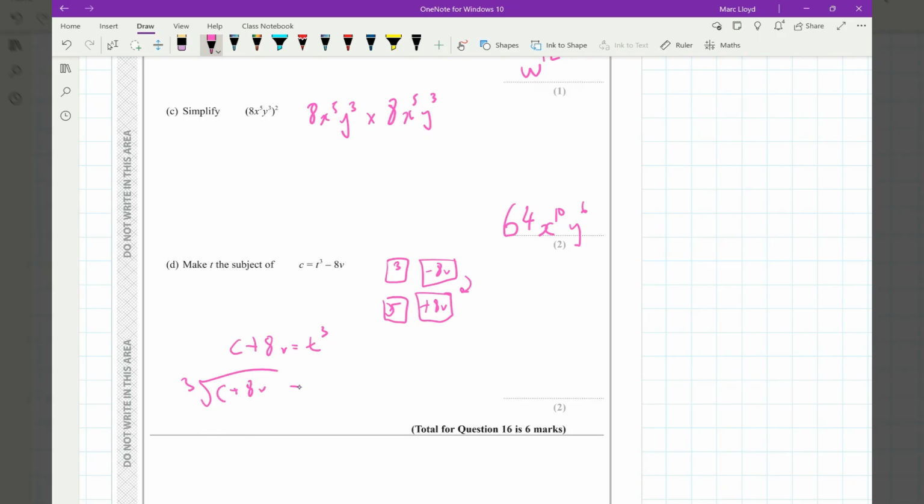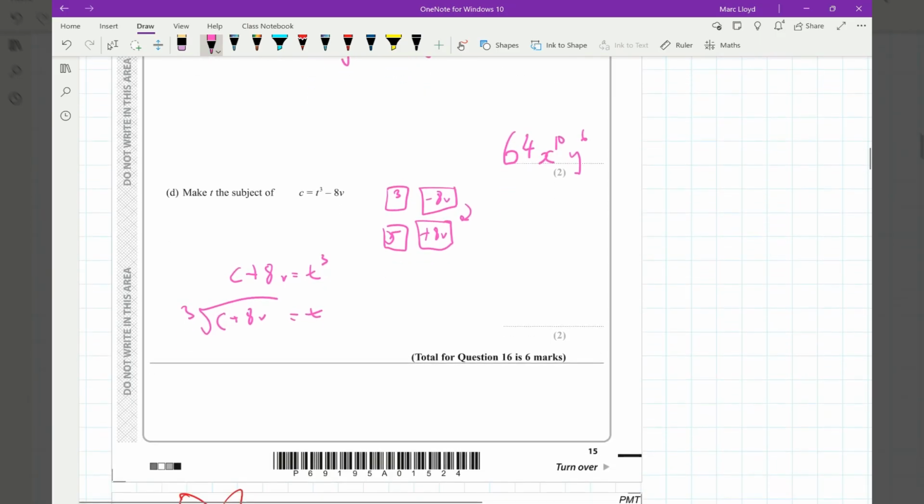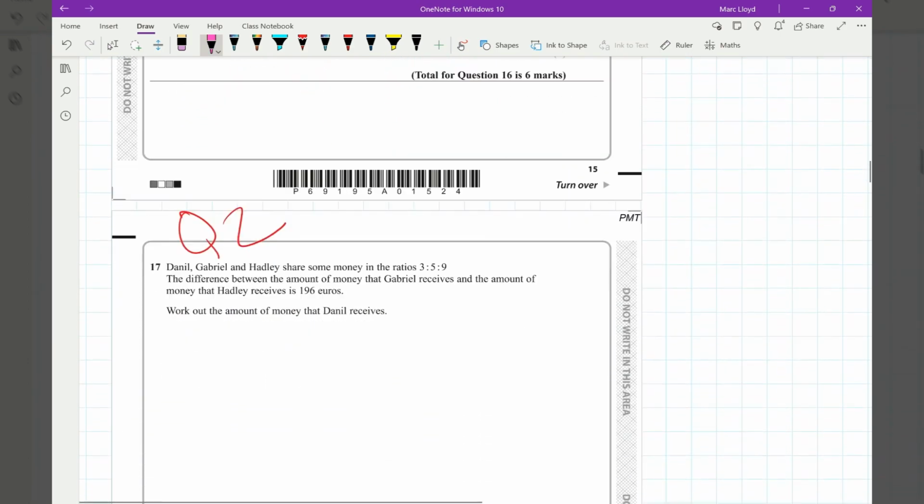and we absolutely must put that 3 there. If we don't put the 3 there, it's a square root, and that's a totally different function, giving us totally a different answer, the wrong answer.